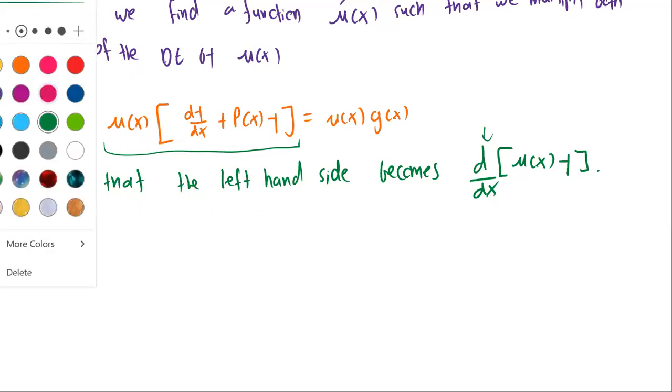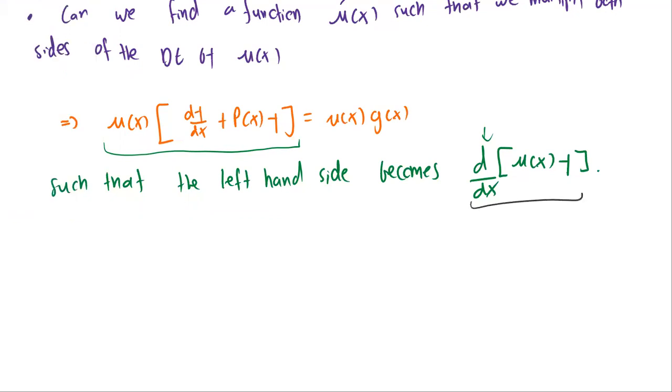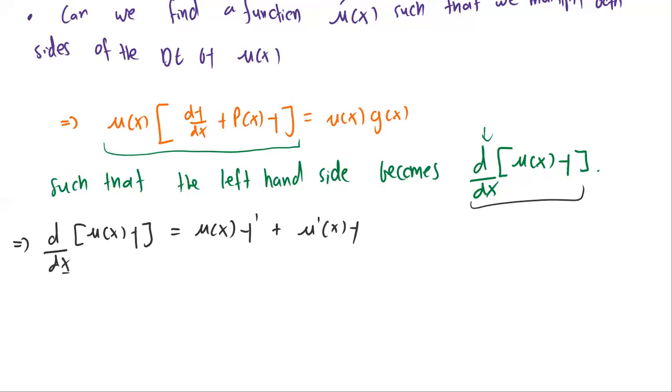So again, we're trying to find a function mu such that this left-hand side becomes this derivative. Let's first see what this derivative is. We can use the product rule. We learned that in Calc 1. So by the product rule, this is mu of x times y prime, plus mu prime y. Again, we want this derivative to be equal to the left-hand side of the differential equation. What's the left-hand side? It's mu of x dy dx plus mu of x p of x times y.